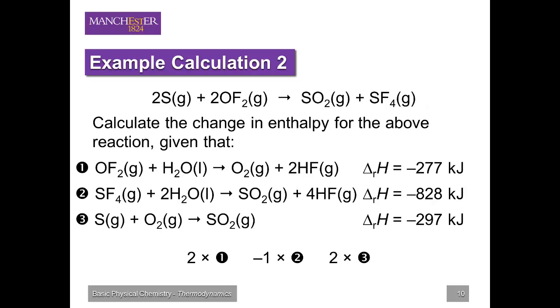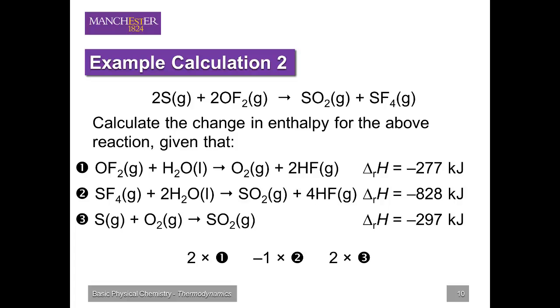Okay, in this second example calculation, we're asked to calculate the change in enthalpy for the reaction given at the top, given a series of reaction enthalpies for a series of other reactions. The basis of questions like this is that it must be possible to construct the reaction written at the top from the reactions that are given underneath.